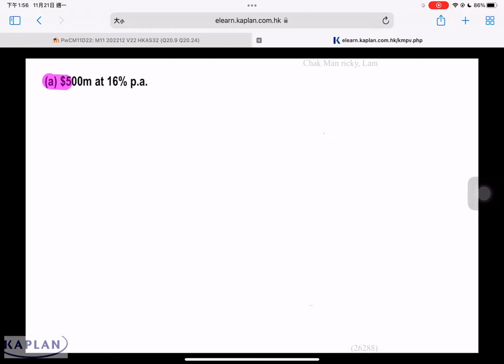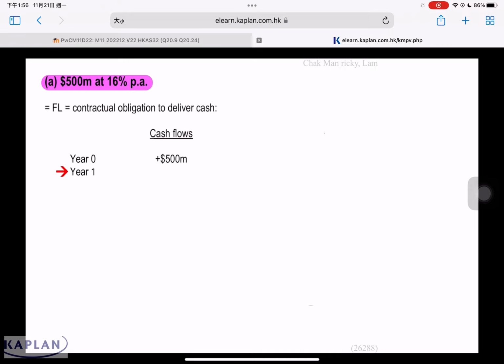Part A, $500 million at 16% per annum. We mentioned just now this is considered a financial liability because it represents a contractual obligation to deliver cash. Based on the cash flow, year 0, the company received $500 million. Year 1, the company has to pay 80. Year 2, they have to pay 80. Year 3, they have to pay 80, all the way to year 10, 80.